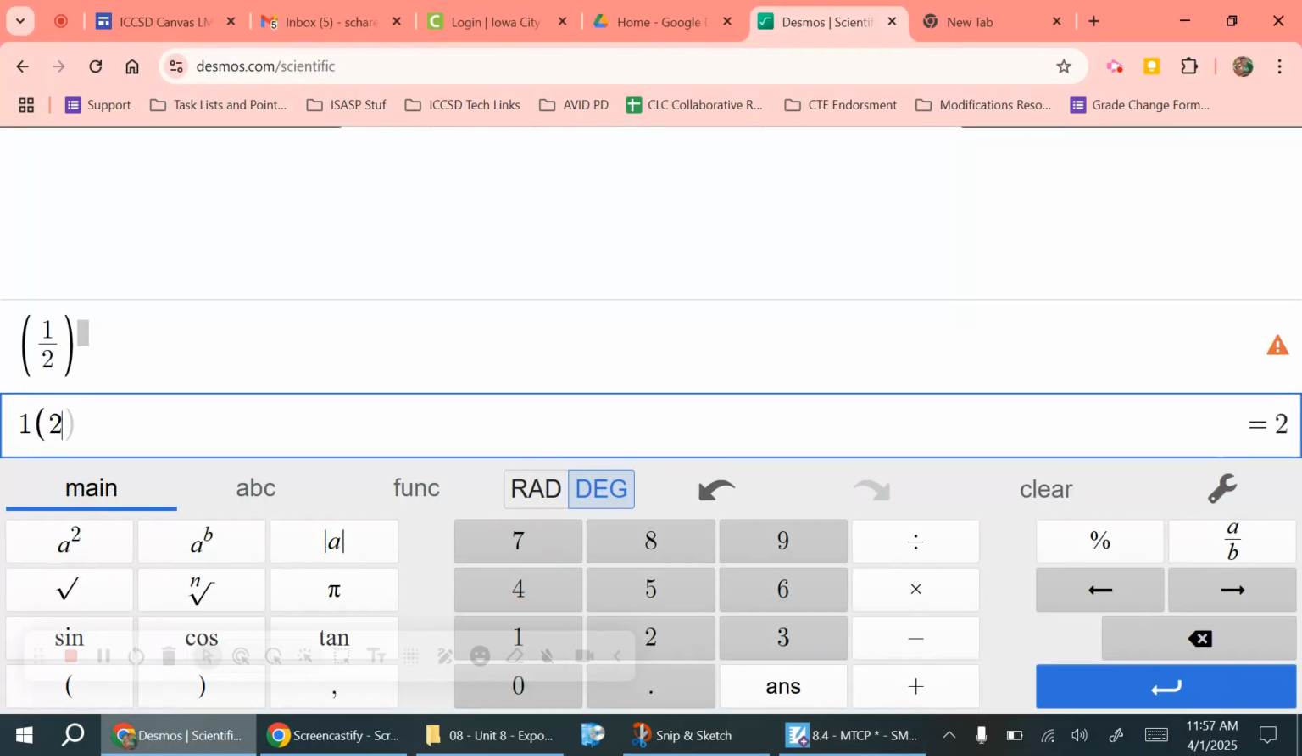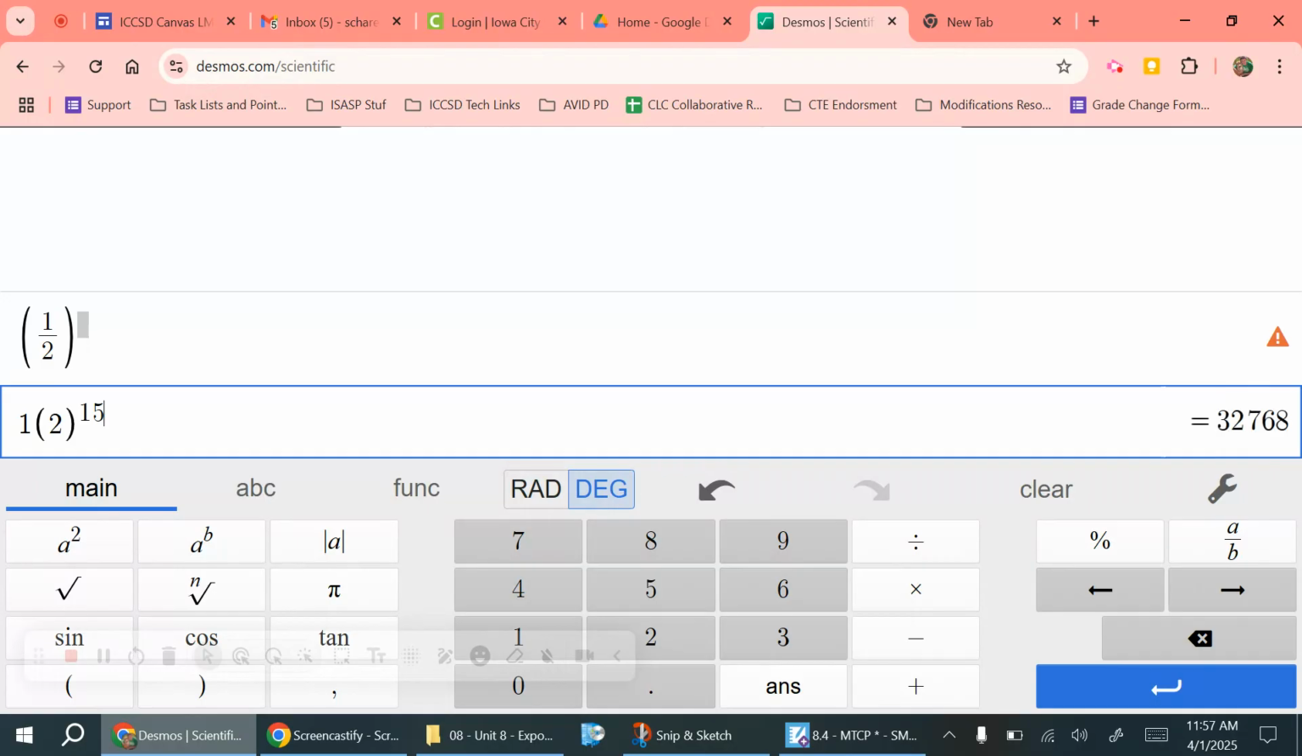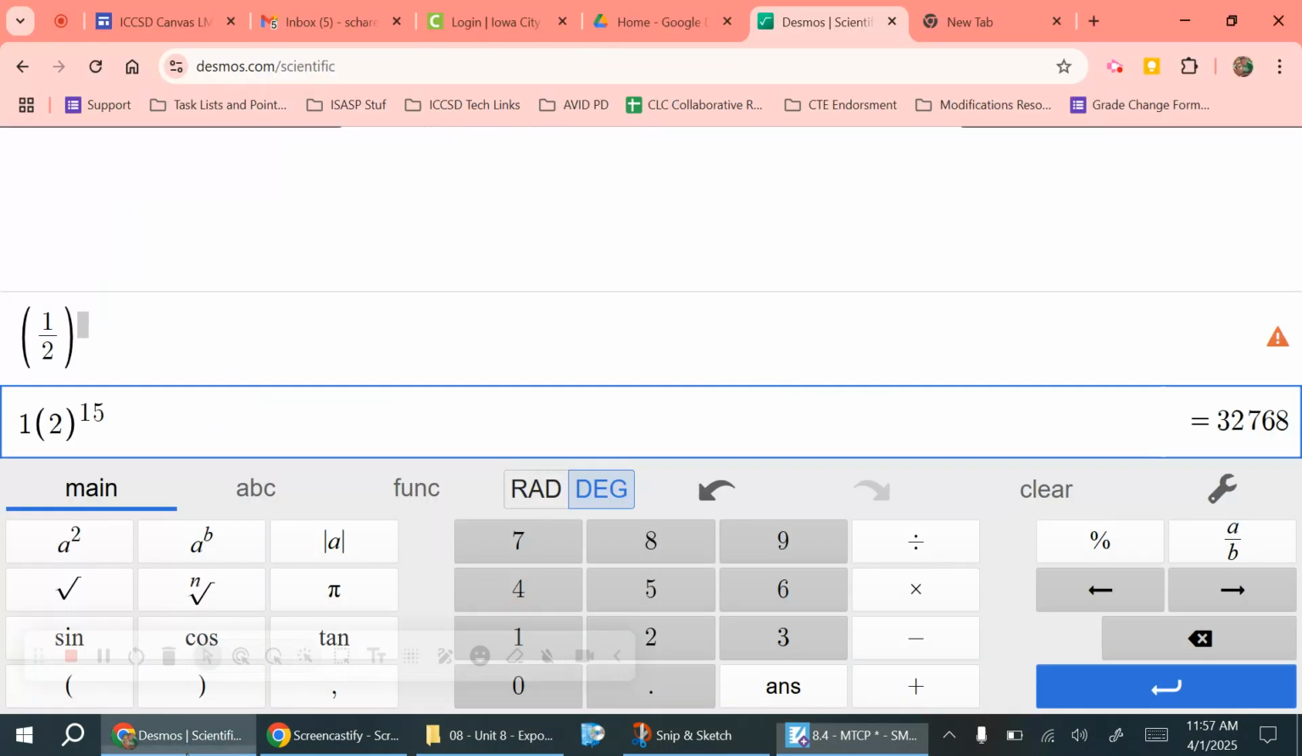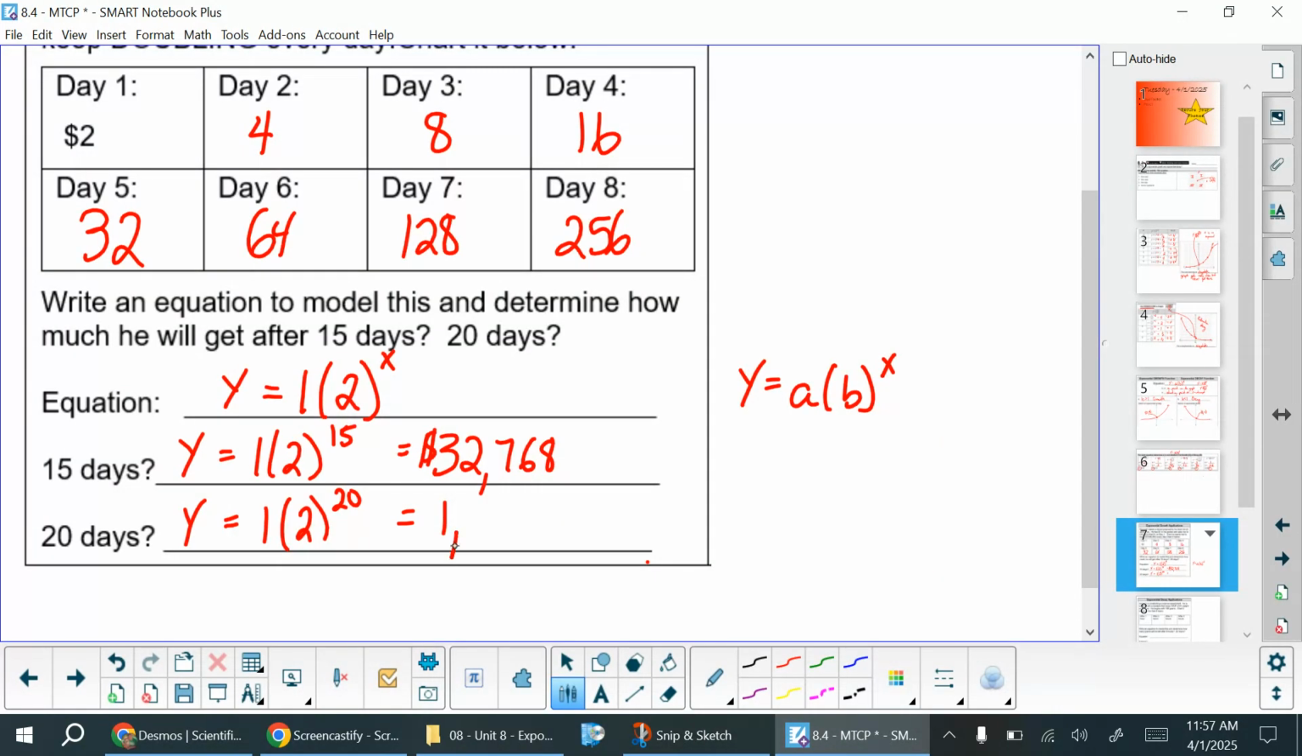So if I've got 1 times 2 to the 15th, that's 32,768. So after 15 days, he'd have $32,768. So that's the first 15 days. He got to $32,000. That's pretty good. Let's try after 20 days. And we got a lot bigger number here. So that is 1,048,576.